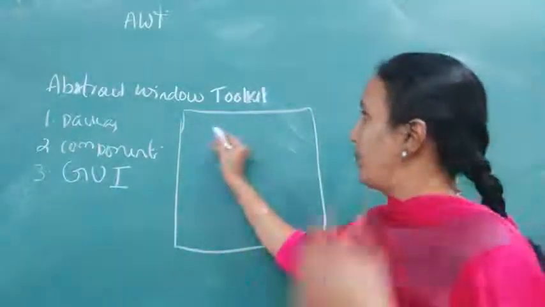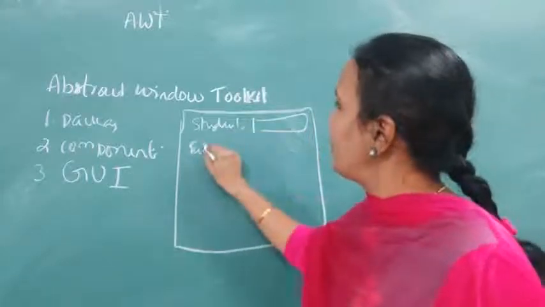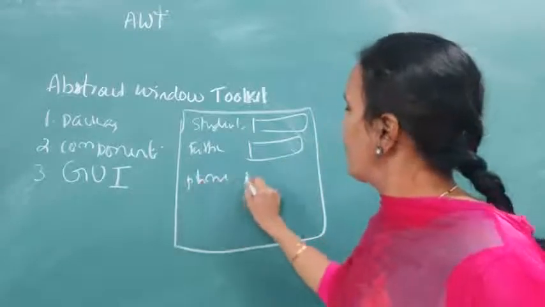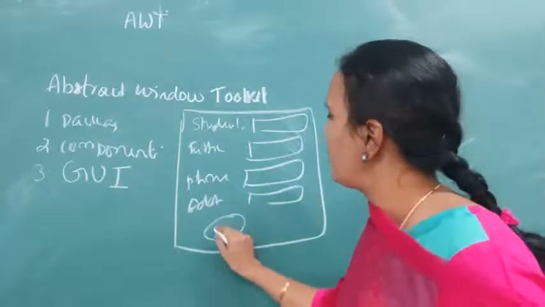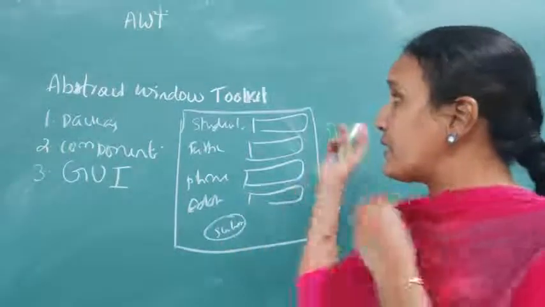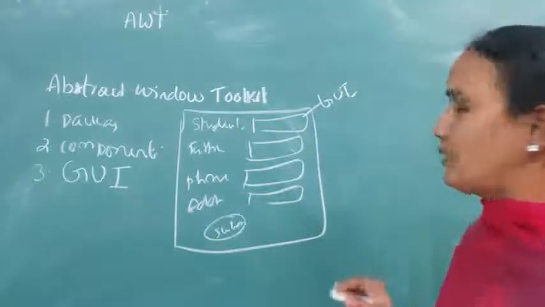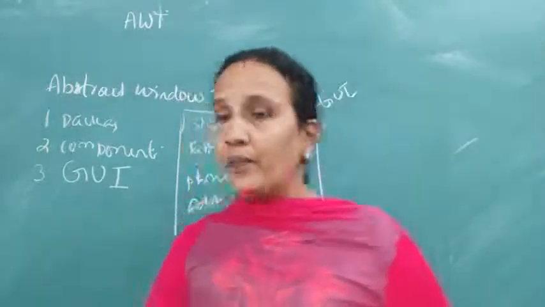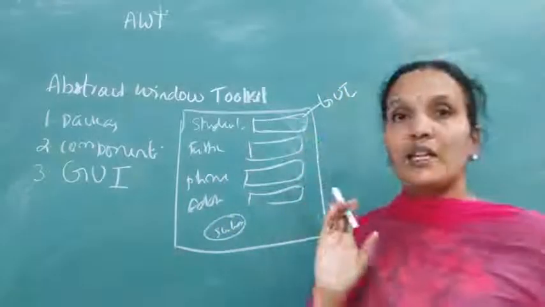This is the online application form. Student name, father name, phone number, address. Next, submit. This is the online application form and we can say that it is a graphical user interface. Graphical user interface means instead of plain text, the user is interacting with the system, interacting with the server using a graphical environment, means using different symbols.